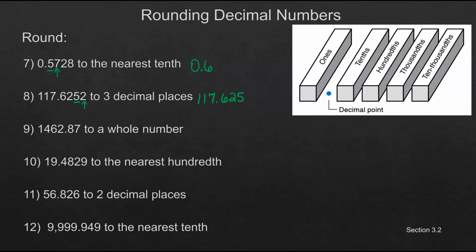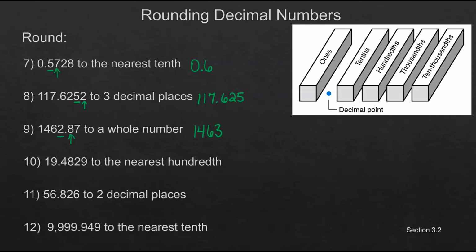All right. Next, to a whole number. So whole numbers, to the ones place, and that means that we're going to round it basically to the left of the decimal. So the ones place is here. That'll make it a whole number. This number tells us what to do with the 2, and we're going to add 1 to it. So that's 1463.